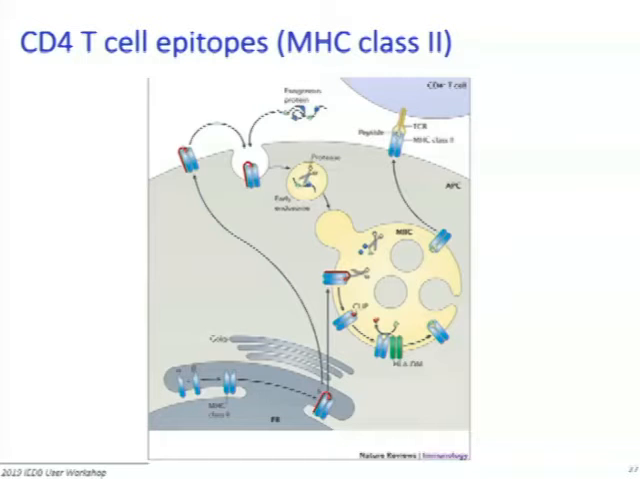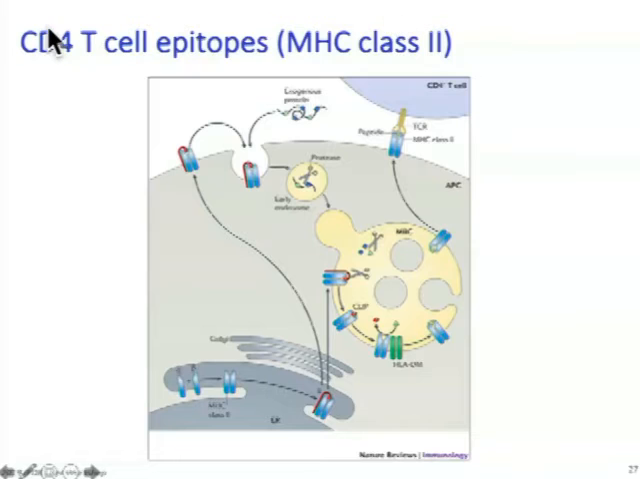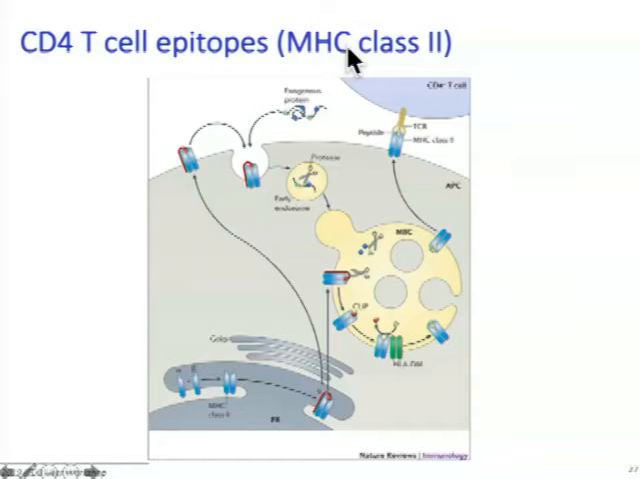MHC class 2, and I realize this is one of our problems. We switch back and forth between calling things CD4 T-cell epitopes and MHC class 2 predictions, because CD4 and CD8 are the co-receptors on the T-cell that bind, in the case of CD4, to MHC class 2 molecules, and in the case of CD8, to MHC class 1 molecules. So we tend to switch back and forth. If I've confused you so far, hopefully that helped.